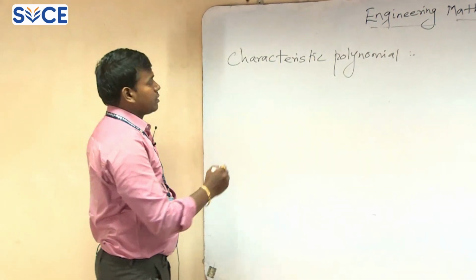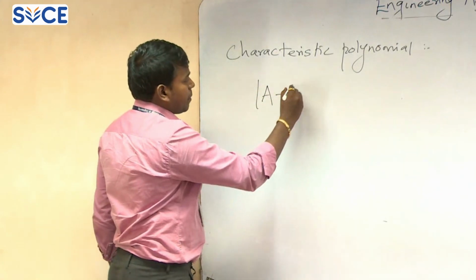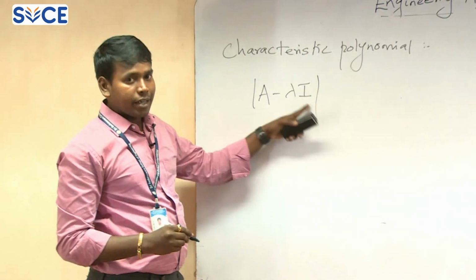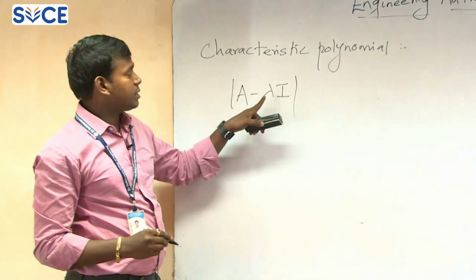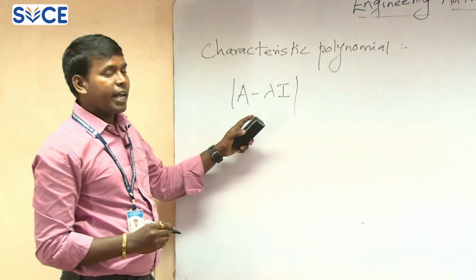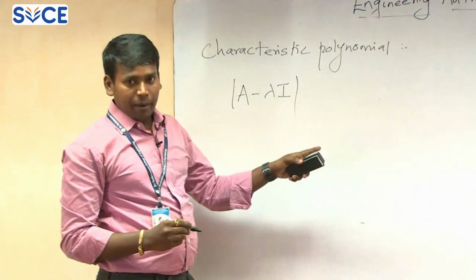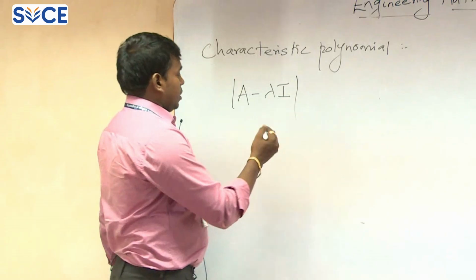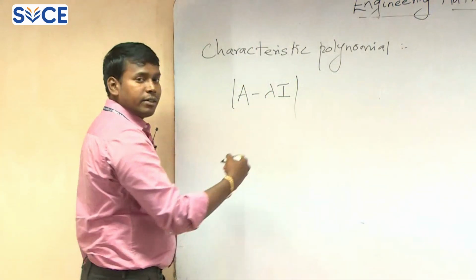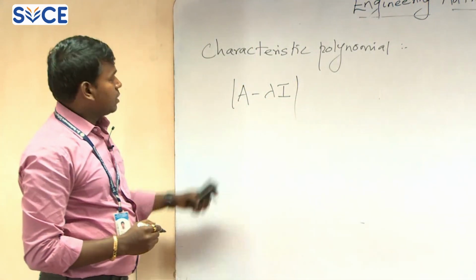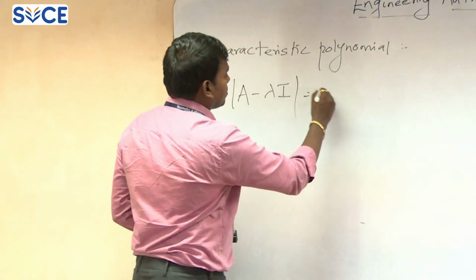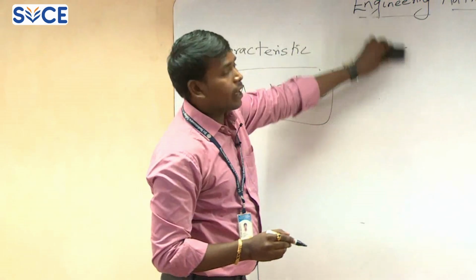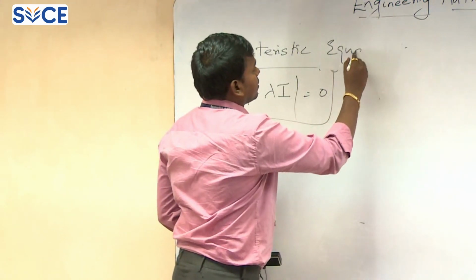Characteristic polynomial. The determinant of A minus lambda I, here A is the matrix, I is the identity matrix, lambda is the eigenvalue. The determinant of A minus lambda I, when expanded, will give a polynomial. So next one, characteristic equation. The determinant equal to 0. The determinant of A minus lambda I equal to 0 is the characteristic equation.